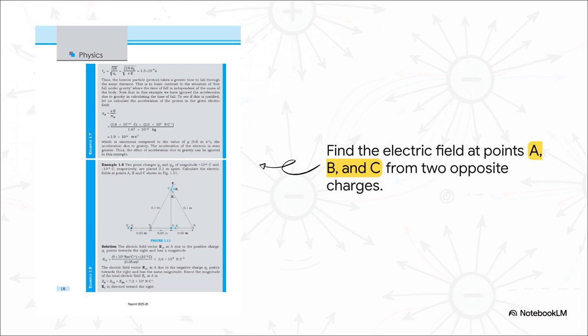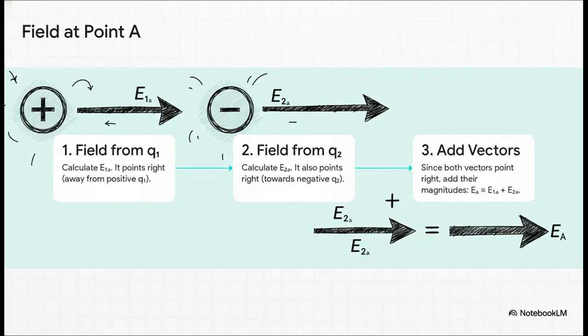Point A, smack dab in the middle, point B, off to the left, and point C, floating right above the middle. Let's start with the easy one. Point A, right in the center.